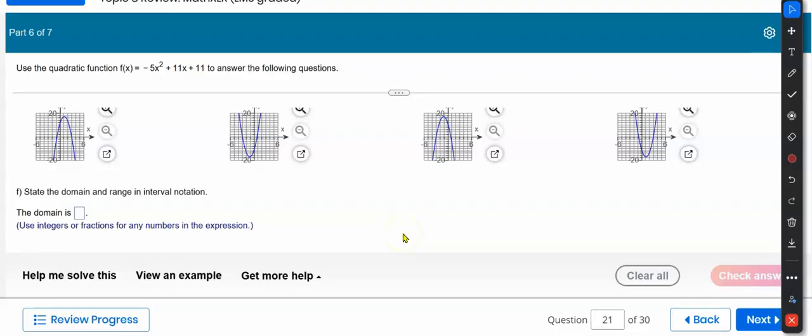Kept thinking we were going to be done with this question, but man, it just keeps going. State the domain and range in interval notation. All right, so what's the domain?